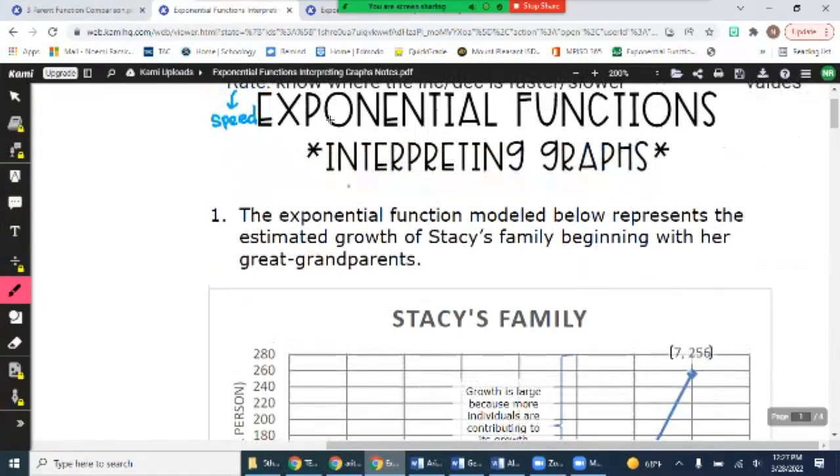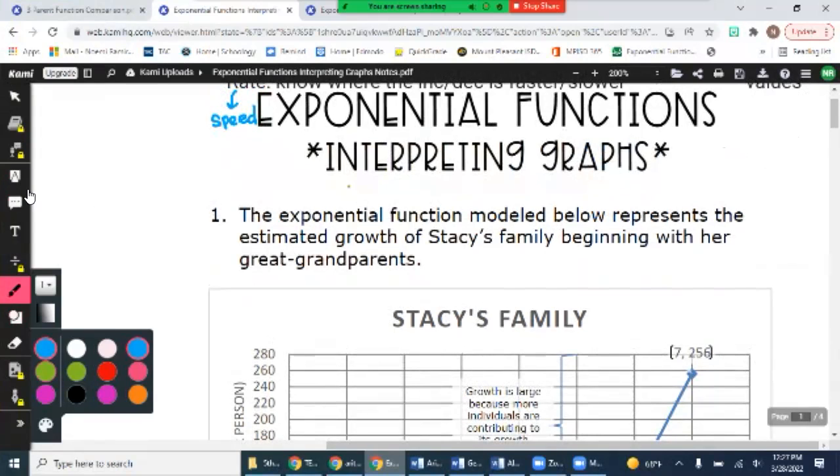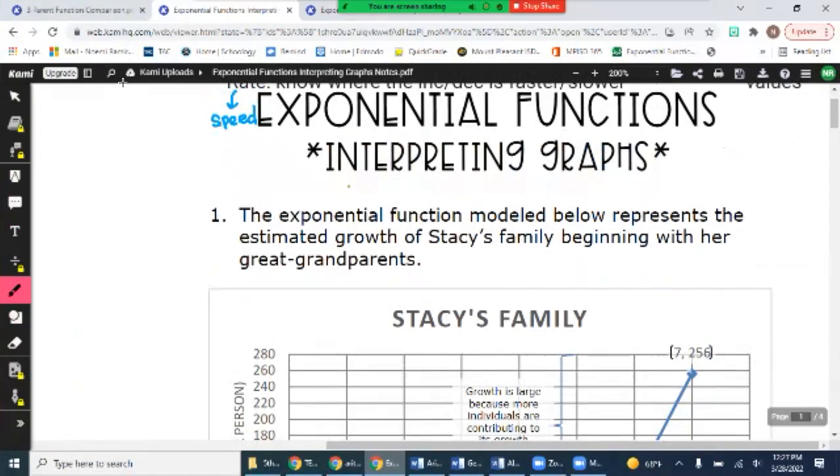So first things first, let's just go ahead and rewrite the formula because it's actually not written anywhere on here. What is the formula for an exponential function?